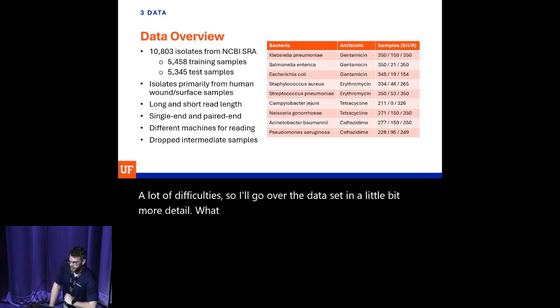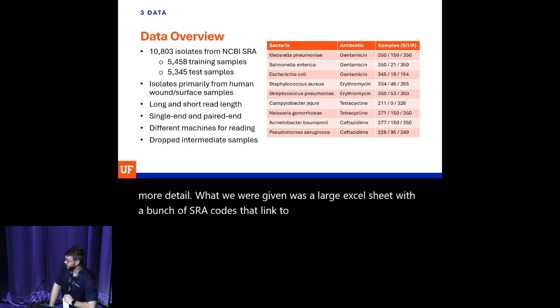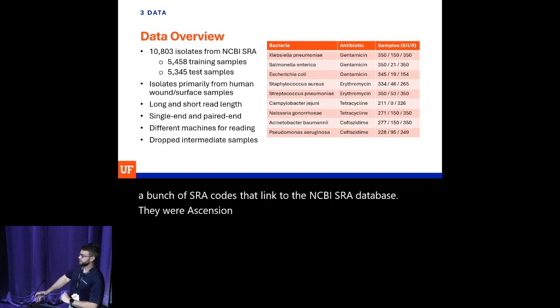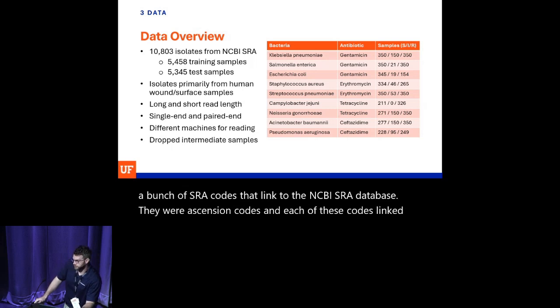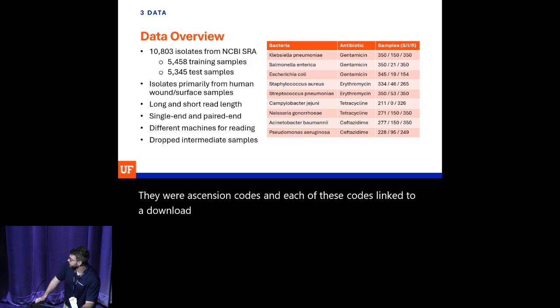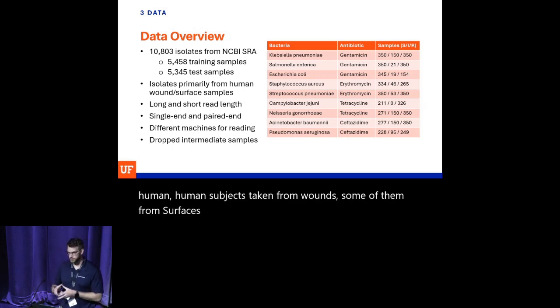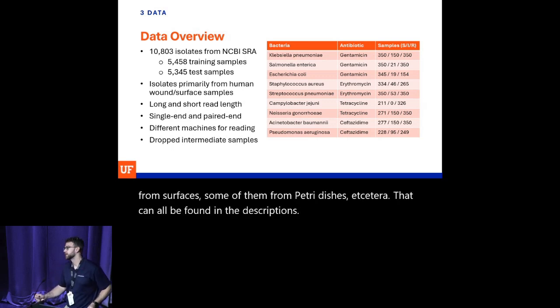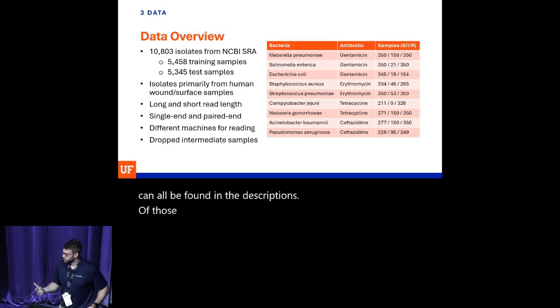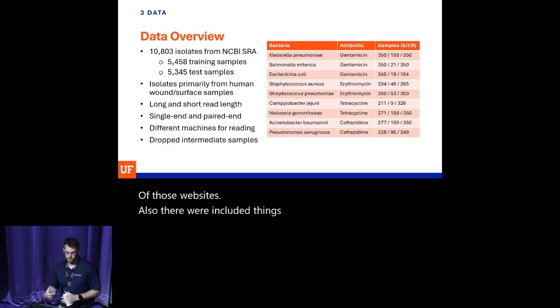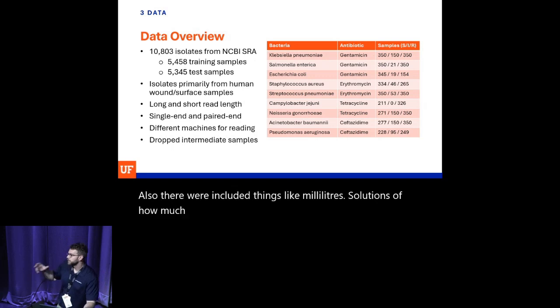What we were given was a large Excel sheet with a bunch of SRA codes that linked to the NCBI SRA database. They were accession codes. And each of these codes linked to a download of FASTQ files. Some of these were from human subjects taken from wounds, some of them from surfaces, some of them from Petri dishes, etc. That can all be found in the descriptions of those websites. Also, there were included things like milliliter solutions of how much antibiotic was added. You get the idea. This was gone over in the last talks.